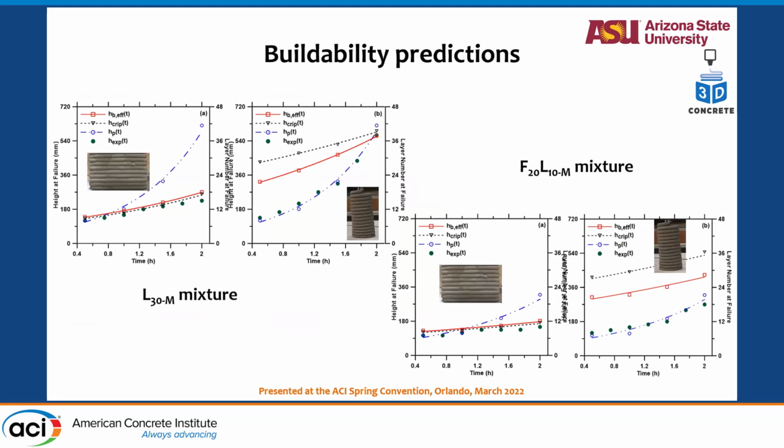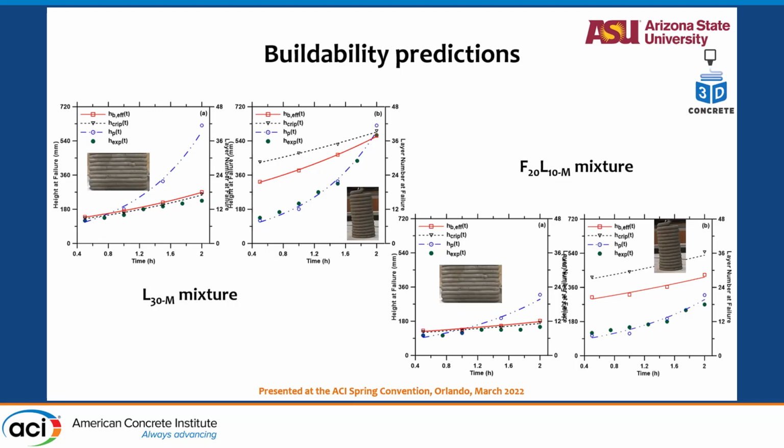If I look at that, just to give you a few examples, all the green dots are the experimental heights at failure, and the lines are different models that I showed earlier predicting the failure heights. You can see that for wall prints, a crippling height or even a buckling failure is what is dominating, especially after about 1 hour or so. Same thing here, where it's a plastic height, that is, plastic failure that's dominating for a different set of mixes.